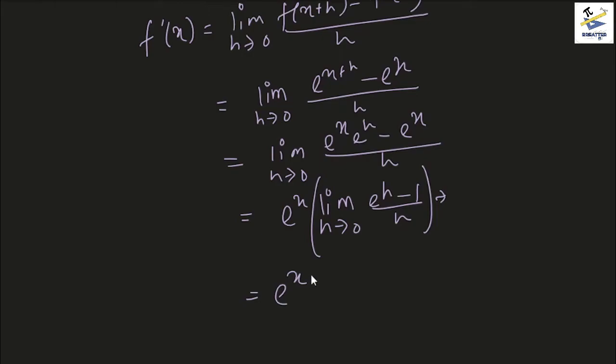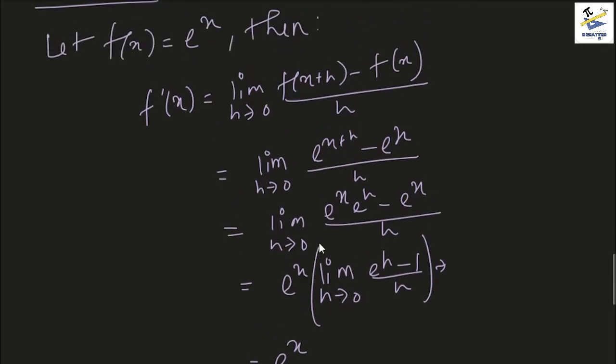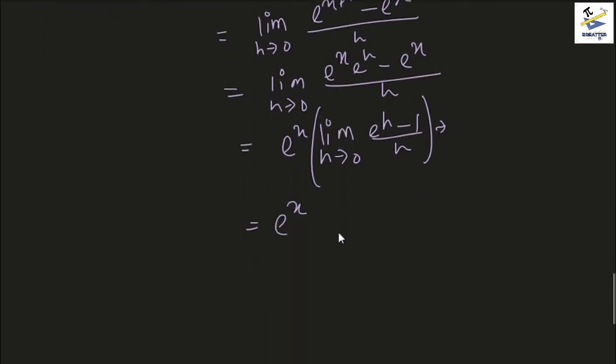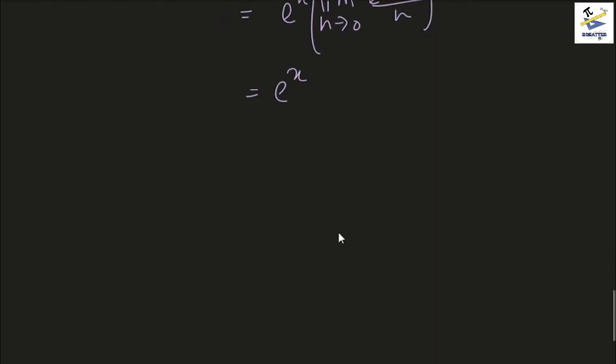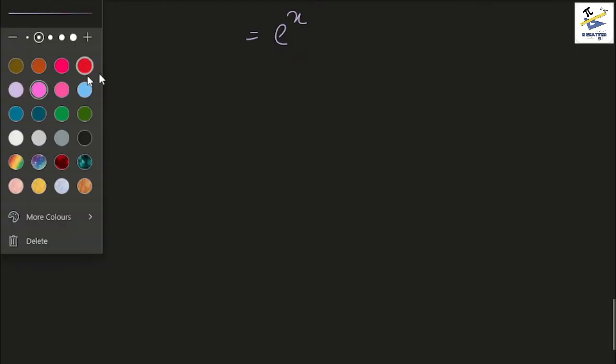And as you can see, the derivative of e to the power x is e to the power x itself, and this is the only function whose derivative is itself. Now once we are clear with the basic definitions of how to find derivatives, I can give you a list of basic functions and their derivatives. So let me write it down.